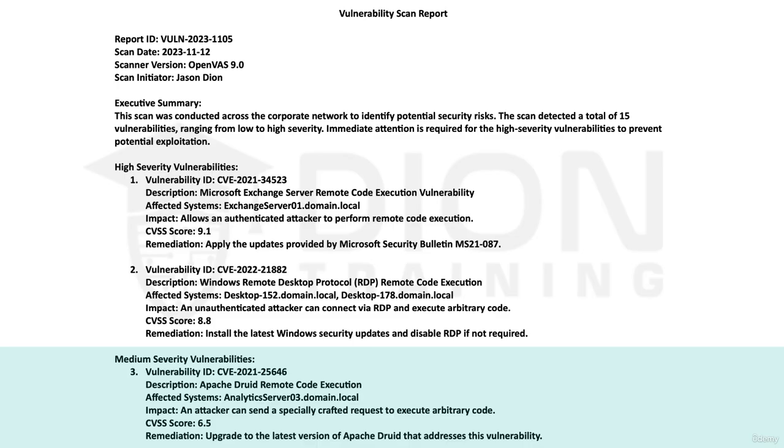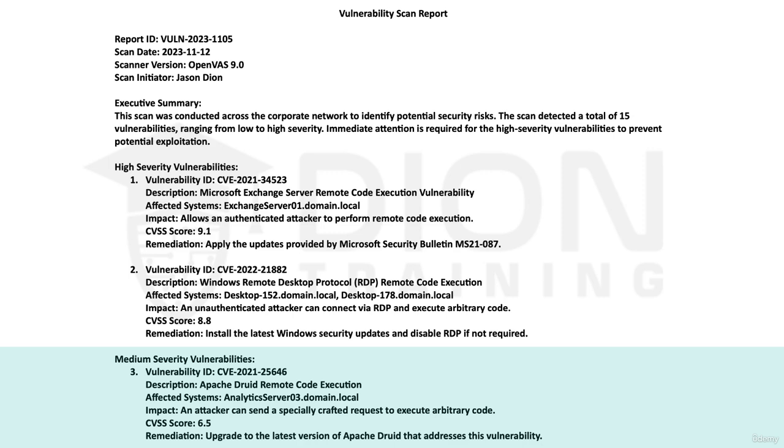The next one we have is a medium severity vulnerability that's called CVE-2021-25646, and this is an Apache Druid remote code execution. Here, the affected system is our analytics server number 3, and the attacker can send a specifically crafted request to execute arbitrary code. Now, because it is a specifically crafted request and it's harder to execute, it's only going to have a CVSS score of 6.5. The remediation to solve this vulnerability is pretty easy. We're going to install the latest version of Apache Druid to address the vulnerability.